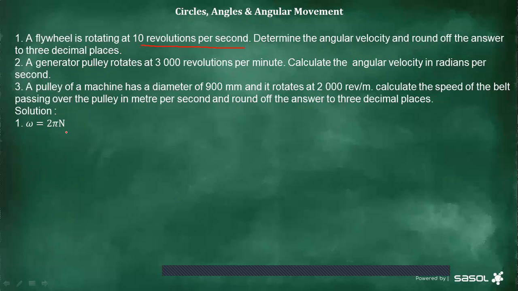Remember, we also have the formula to calculate angular velocity, which is theta over t. And we don't have the angle in this scenario. We don't even have time. So we only have this one. We are going to use this one and just substitute the values there, which is 10, and the answer is going to be 62.832 radians per second.